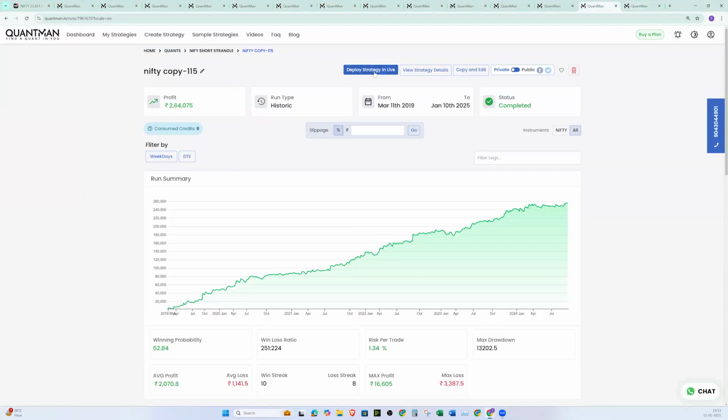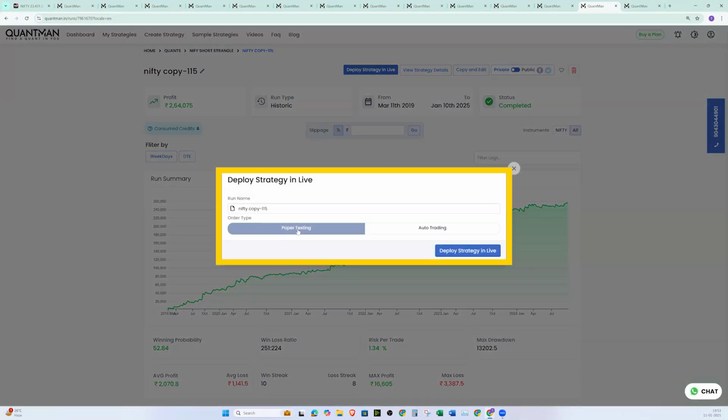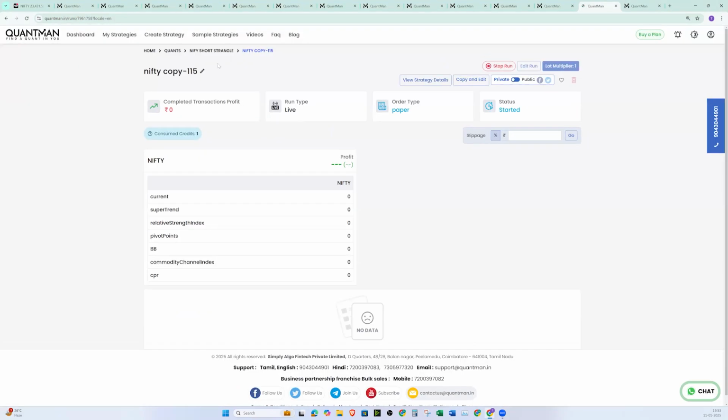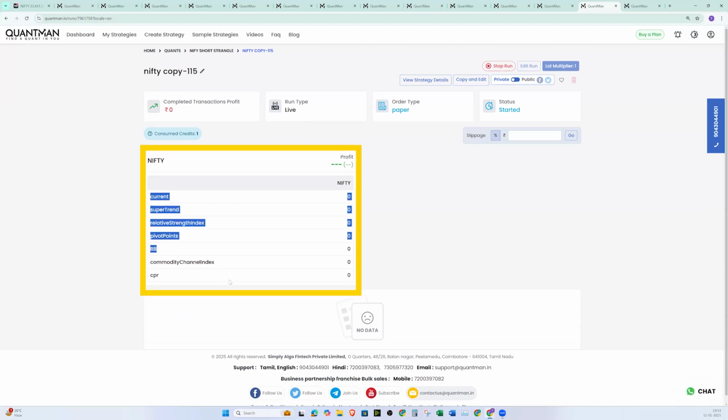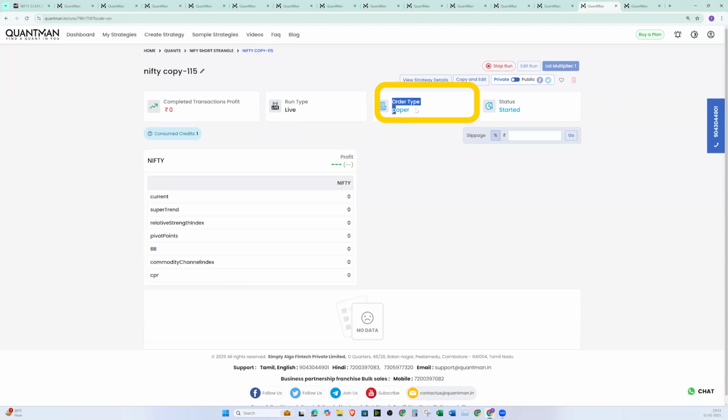For example, I want to deploy the strategy, so I click paper testing and deploy. Once the strategy is deployed, the deployed strategy page looks like this. It shows which indicators we are using, and the order type, either paper trade or auto trade. Here my strategy is live, I mean paper trade. Status started. Started means the strategy is currently running. Okay. Now I need to stop the run.